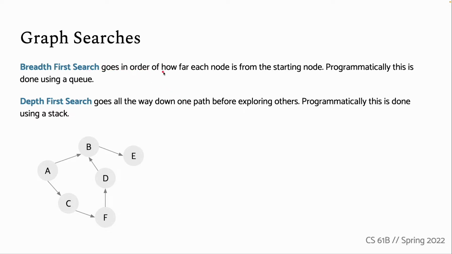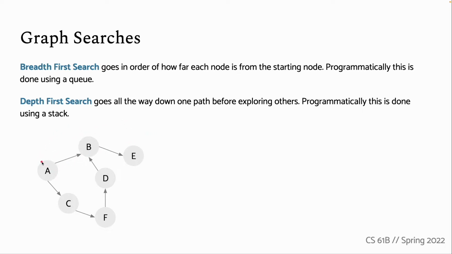So breadth first search goes in order of how far each node is from the starting node. So for these nodes, first A is 0 away from itself, B and C are 1 away from A, F and E are 2 away from A, and D is 3 away from A. And then you see that D points to B, but since we've already visited B, we're not going to revisit it. Depth first search does, again, something very similar to what it does in trees, in that you'll use a stack and you will go down a single path.